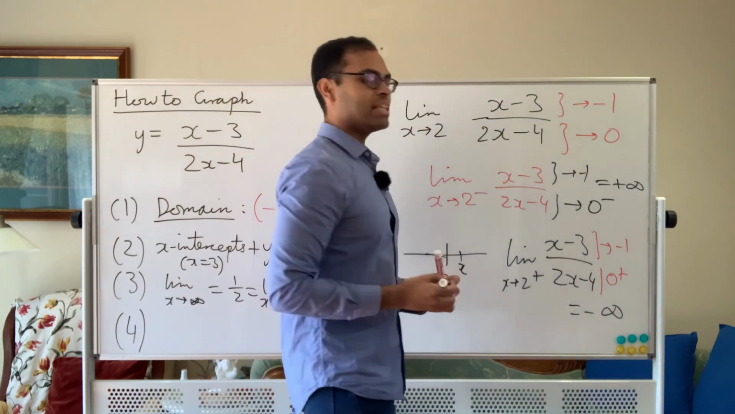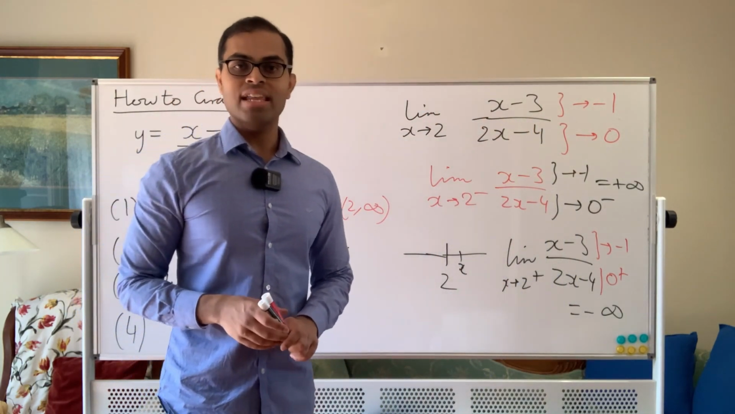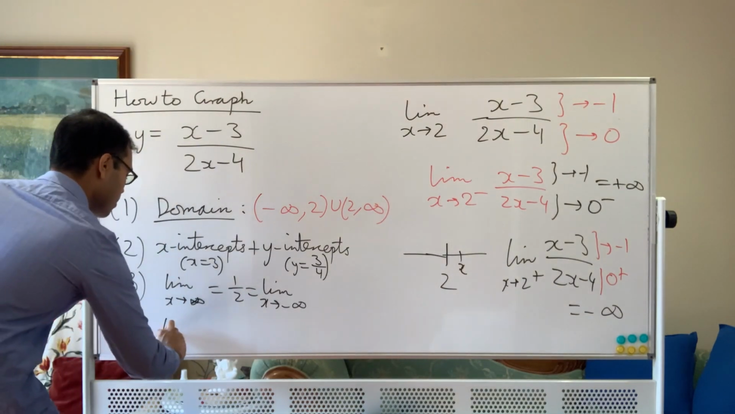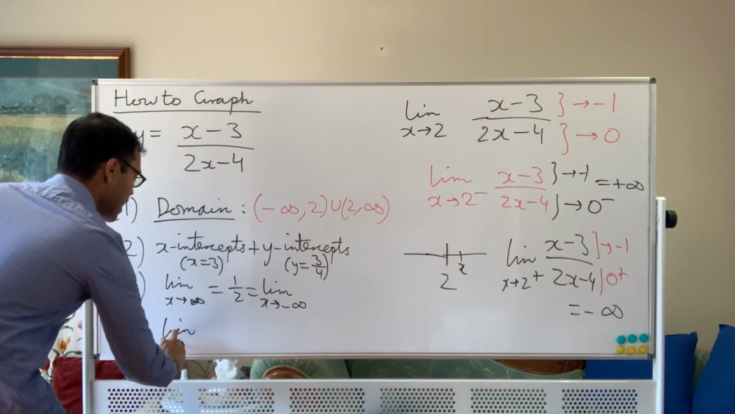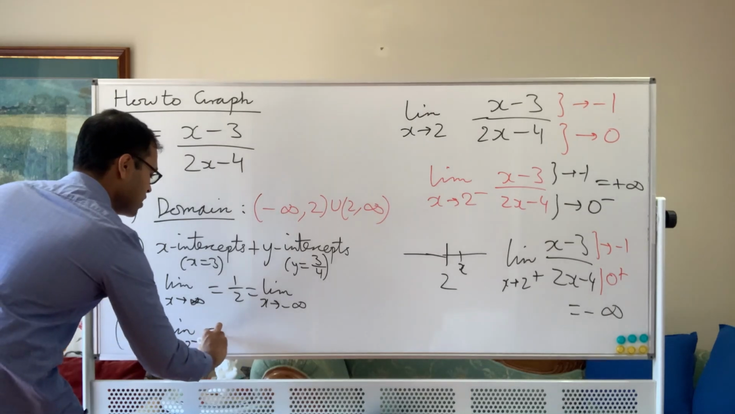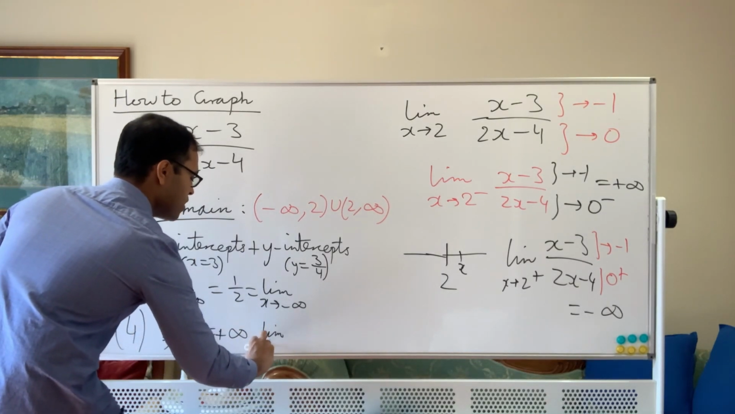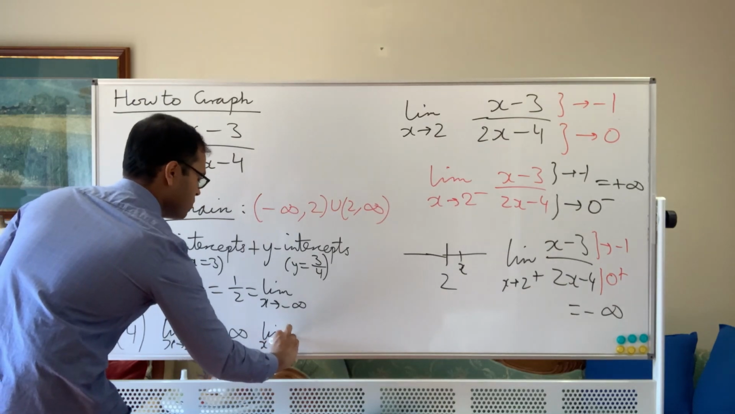So now that we know that the left-hand limit is positive infinity and the right-hand limit is negative infinity, let's pencil that into our graph, or our steps here. So the limit as x approaches 2 from the left is going to equal positive infinity, and the limit as x approaches 2 from the right is going to equal negative infinity.